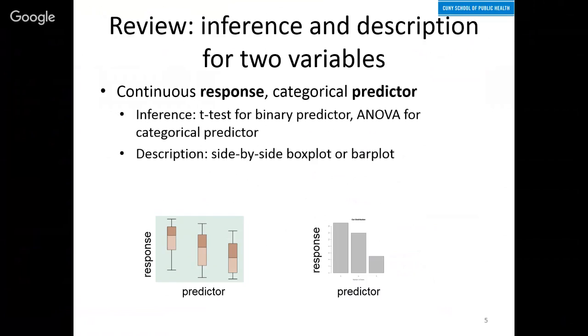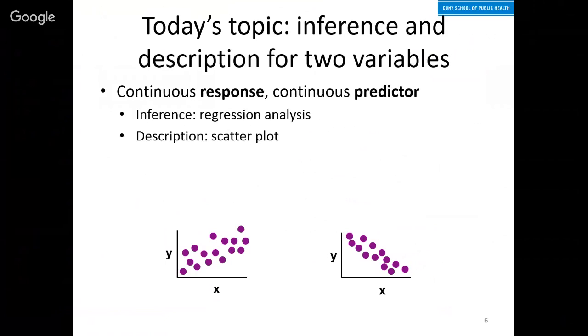So when we had a continuous response and a categorical predictor, we could use the t-test and analysis of variance when there is a categorical predictor. And for descriptive statistics, we have the box plot, we have the bar plot. So when both the predictor and the response are continuous, we're going to introduce regression and correlation. And our workhorse descriptive plot here is the scatter plot.